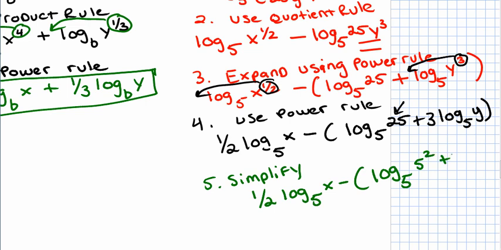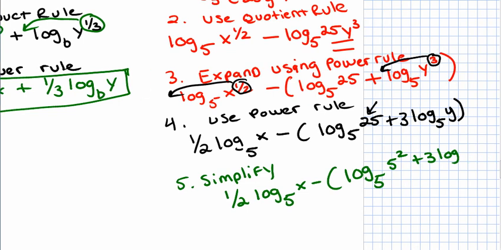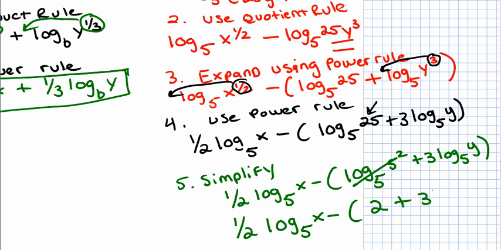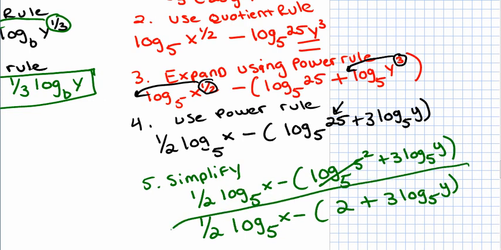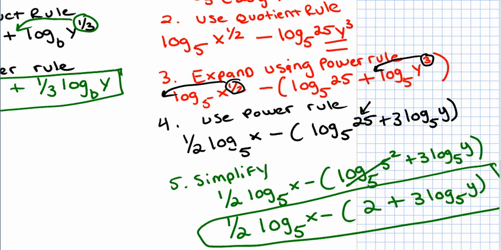So basically, remembering what happens in this situation, remember if the base and the number are the same, they cancel out, and we get 1/2 log base 5 of x minus 2, because that's the exponent that's left over, plus 3 times log base 5 of y. So notice there's a lot of steps to this, but if you take each step individually and you kind of go through the process here, you'll be able to figure that out.